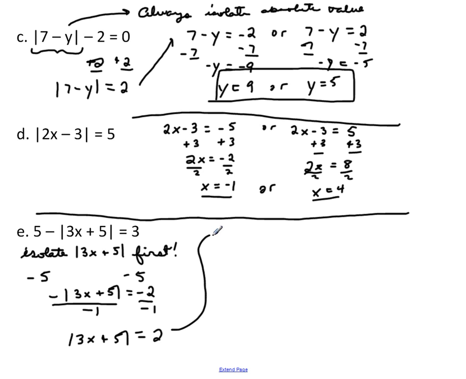So now we can do just like we did above. We're going to take 3x plus 5, set it equal to negative 2. Use the word or to join our solutions together. 3x plus 5, and set it equal to positive 2.